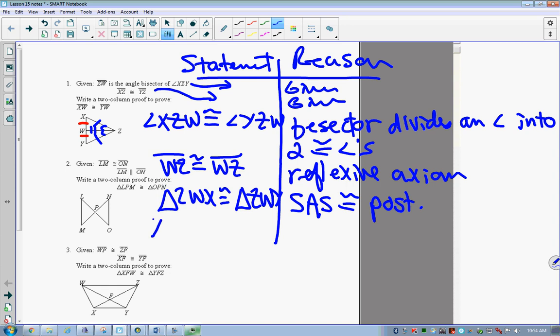I can now say that XW is congruent to YW through what? CPCTC. Anybody have any problems with that? Do we understand how we got from the beginning to the end?